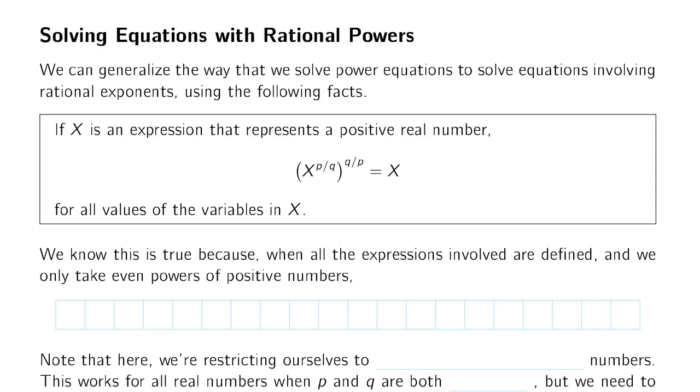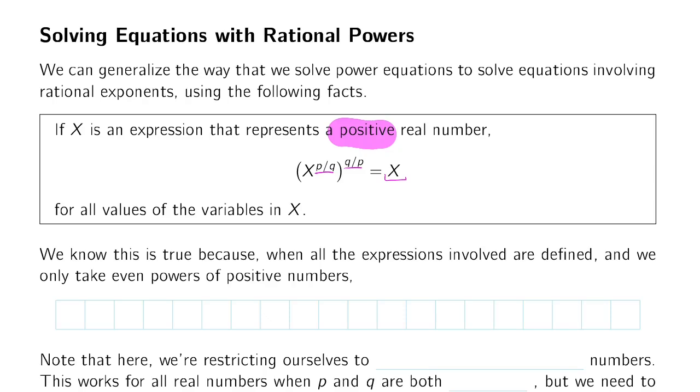We can generalize the way that we solve equations with power functions, that is, by using the root properties, to solve equations involving rational exponents, using the following facts. First, if x is an expression that represents a positive real number, so we're restricting ourselves to positive real numbers now, then if we take x to some rational power and then raise that to the reciprocal power, we get our original expression back. We get the original value back.